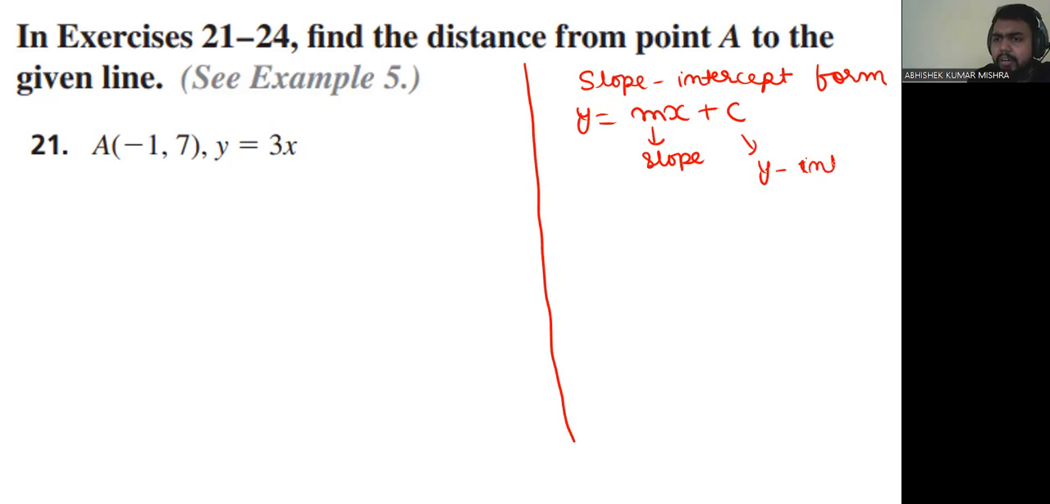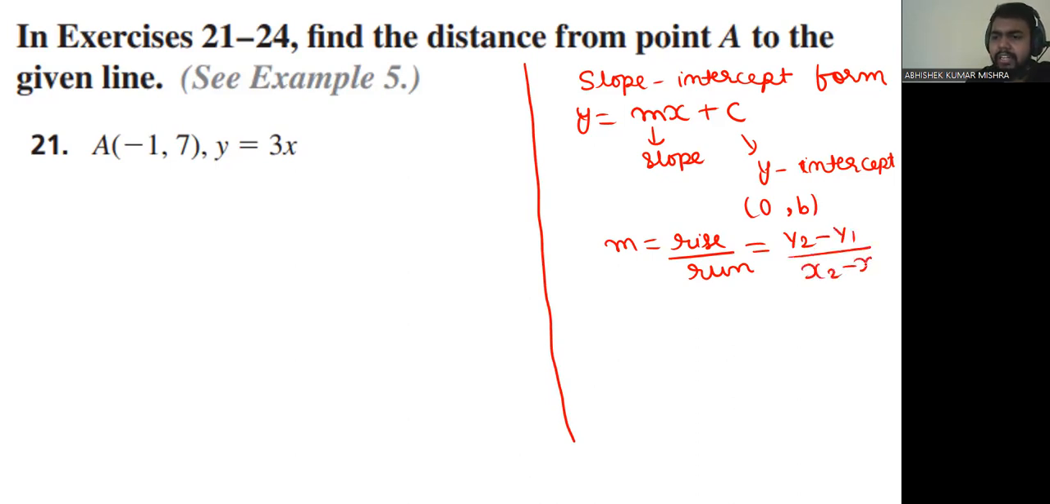What is y-intercept? Y-intercept is that particular coordinate at which your x is equal to 0 and y has some value, 0 and b. That is your y-intercept. So whenever you have the y-intercept and your slope, you can find the equation of a straight line. What is slope? Slope is defined as rise over run. If rise and run are given, you can find out the slope. If the coordinates are given and you want to find the slope, then the formula is y2 minus y1 upon x2 minus x1. This you might have studied in your previous grades, like in grade 7.